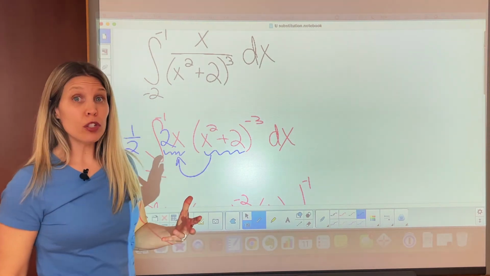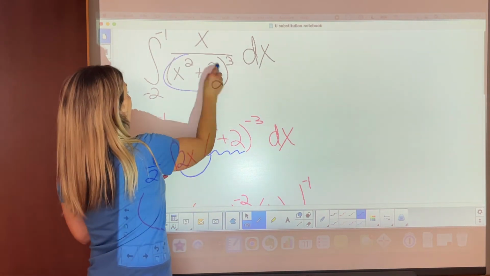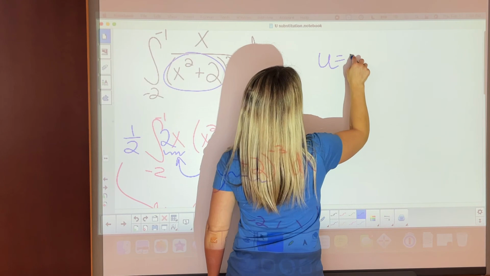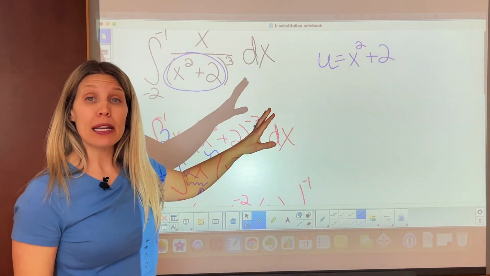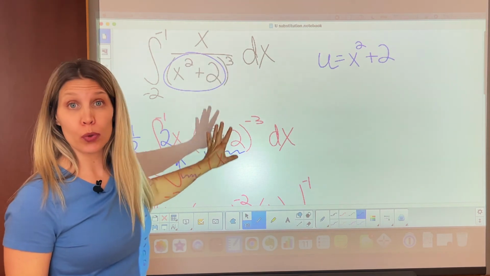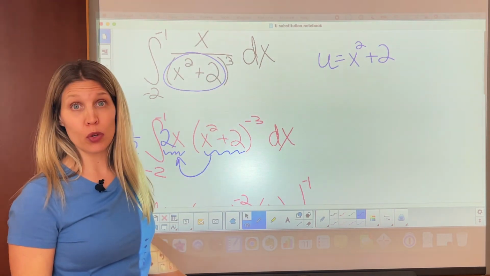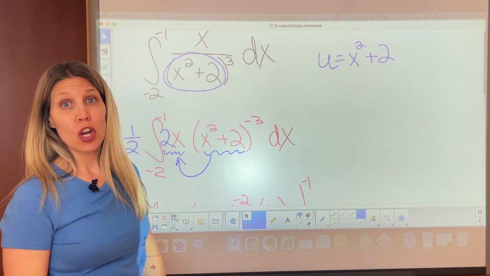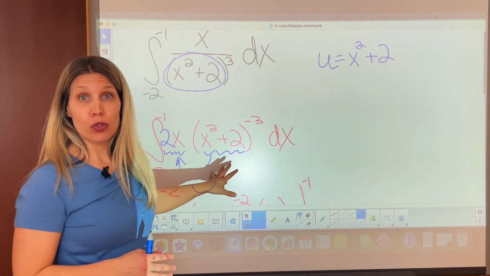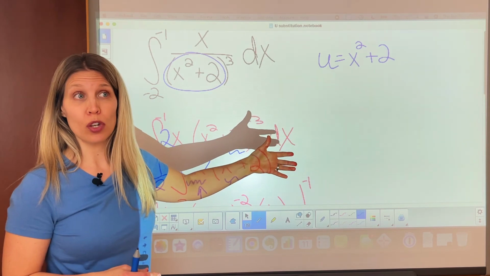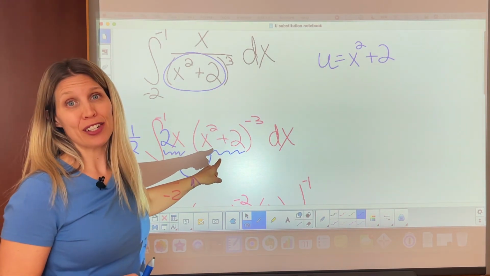Now, of course, you could do this with U substitution and make this piece right here your U. So you can go ahead and make that your U, and you can go through and rewrite the problem all in terms of U, and you will get the same answer. So just keep in mind that just because we use regular substitution doesn't mean you couldn't use U substitution, but I happen to think this way is easier.